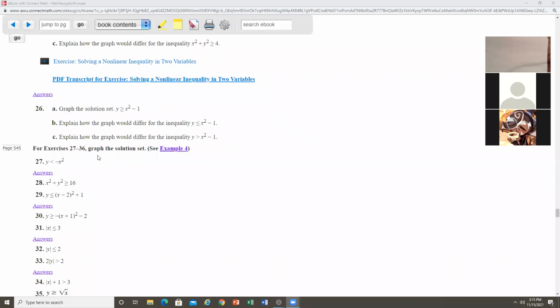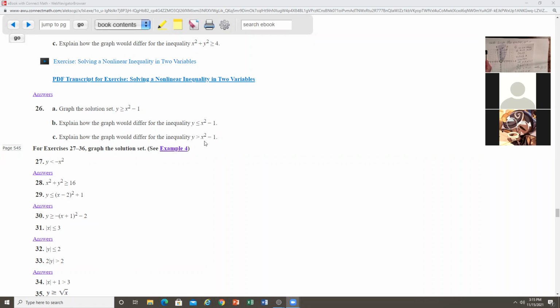Now for 26b, it says, explain how the graph would differ for the inequality y less than or equal to x squared minus 1. Ladies and gentlemen, if I flip the inequality symbol around from y is greater than or equal to x squared minus 1 to saying y is less than or equal to x squared minus 1, how would that affect the solution set? Where would I shade? On the other side.